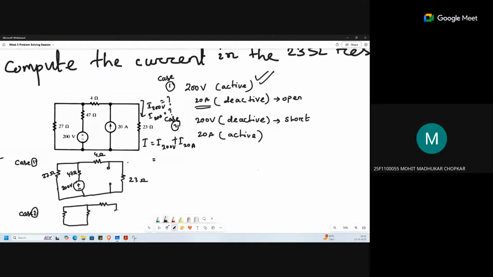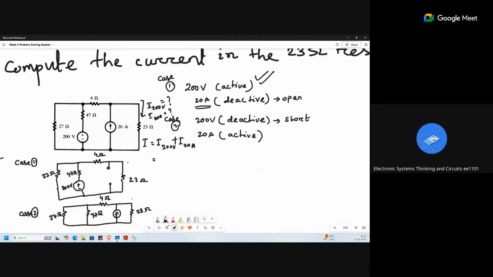Ma'am, using superposition, first I consider 200 volts, then I find the current is 1.98 amperes, and after considering the 20 ampere source, then I get a voltage of 2.46.